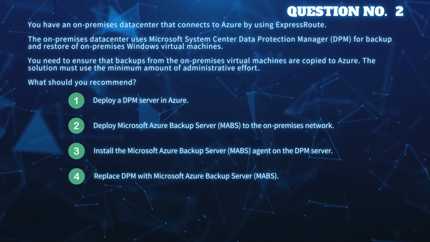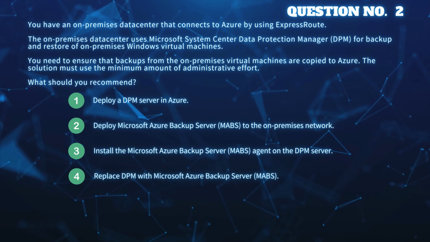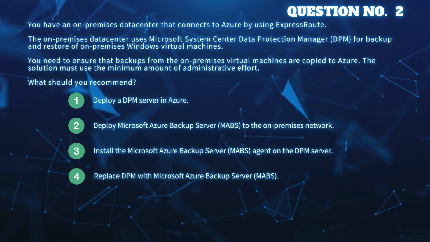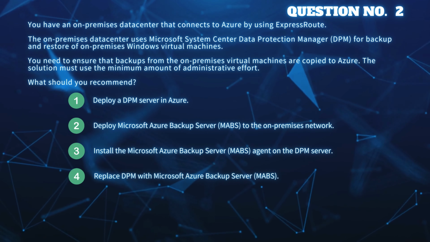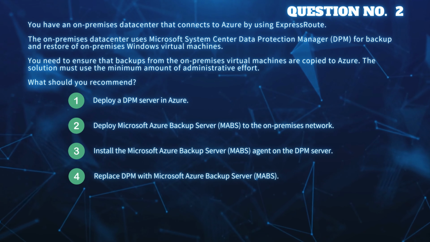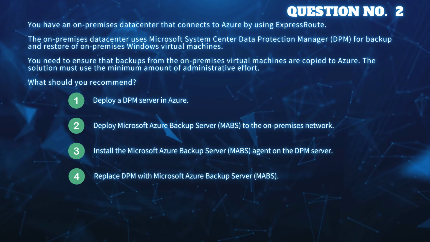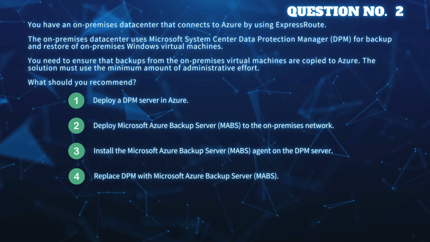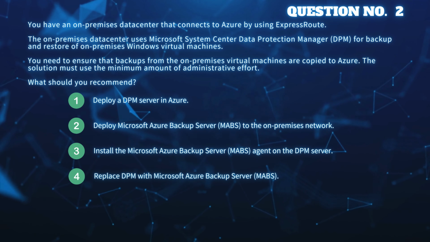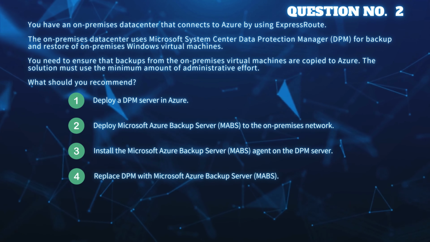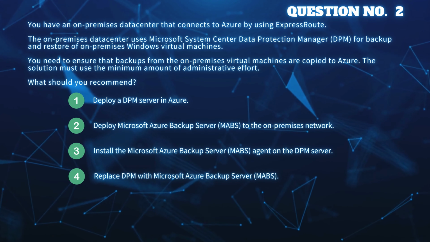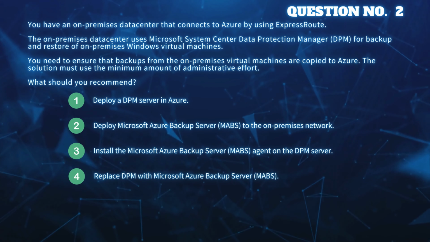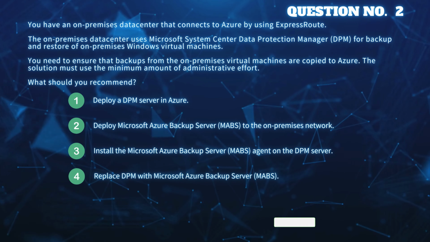You have an on-premises data center that connects to Azure by using ExpressRoute. The on-premises data center uses Microsoft System Center Data Protection Manager, DPM, for backup and restore of on-premises Windows virtual machines. You need to ensure that backups from the on-premises virtual machines are copied to Azure. The solution must use the minimum amount of administrative effort. What should you recommend? Option 1, deploy a DPM server in Azure.